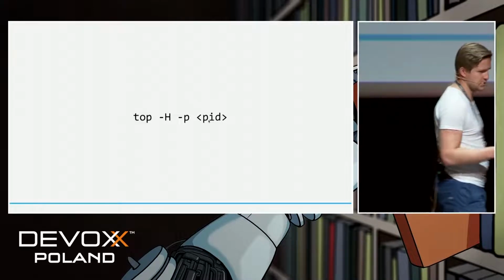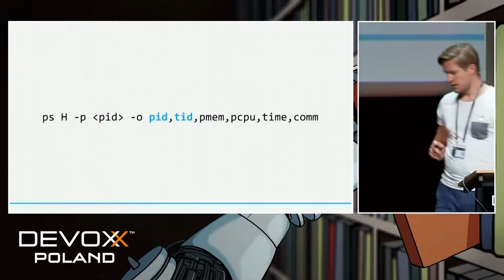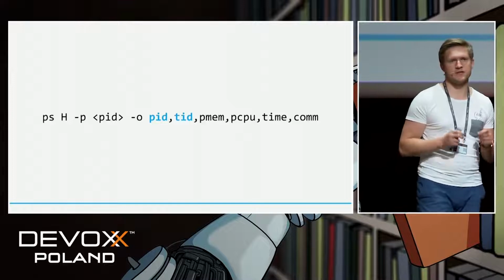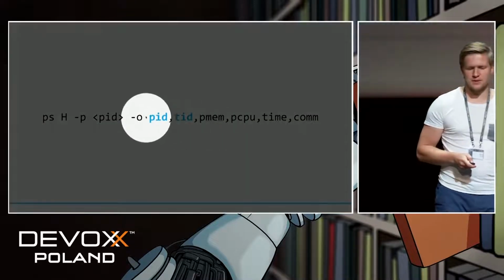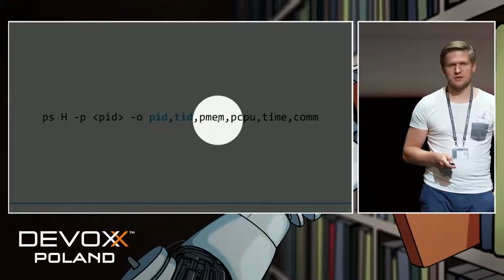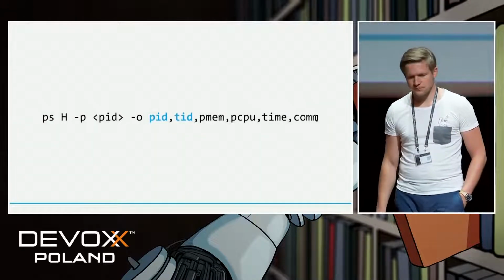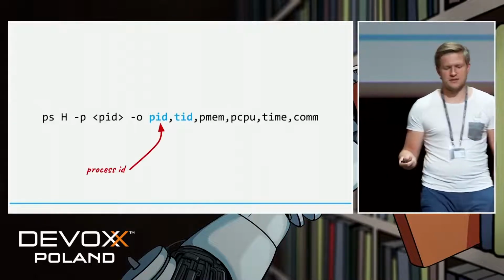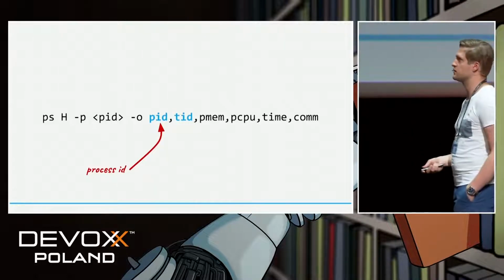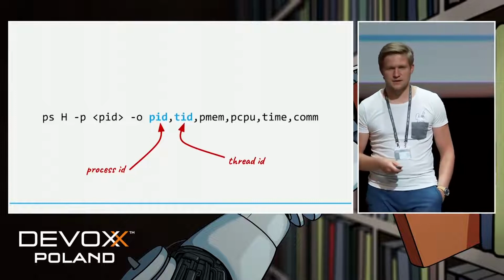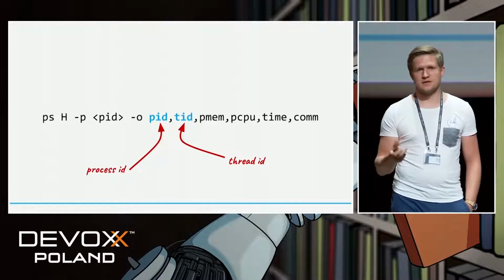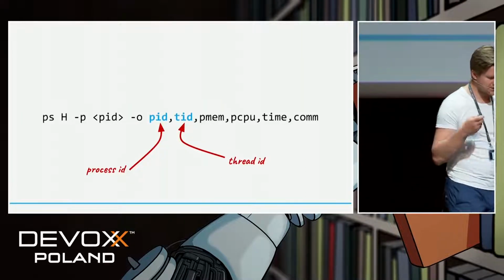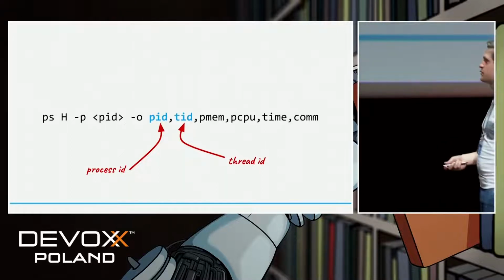But how can we make some use of it? In the ps command, I wanted to output very specific columns. So I'm outputting PID, TID, which I'm going to talk about in a moment, memory, CPU, time, and command. So what are this PID and TID? PID, process ID, I have already said it. It's just the ID of the process, of the parent process. TID is the thread ID. This is the native system thread ID, the number of the thread. But how do we use it in practice? What can we do with this information?